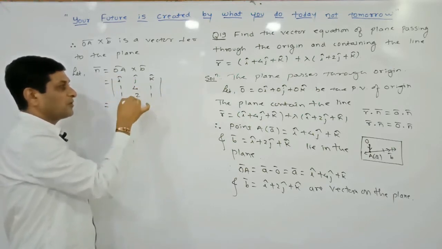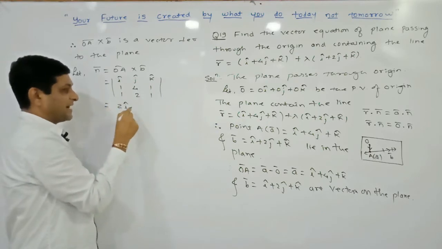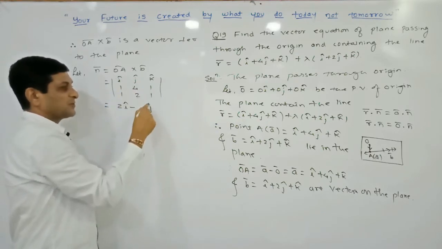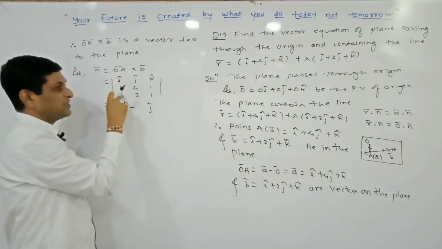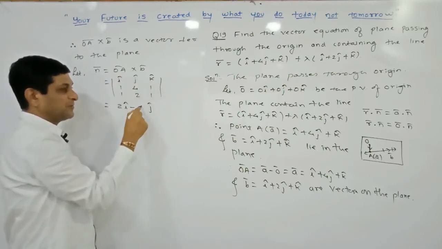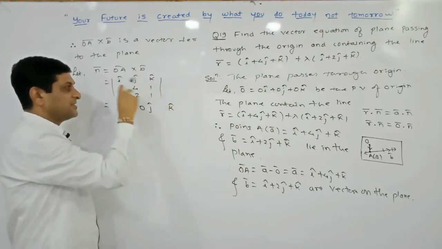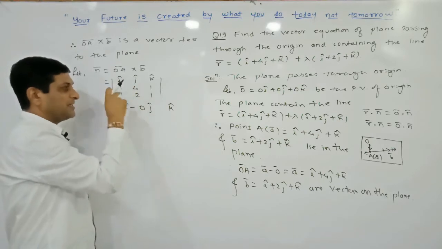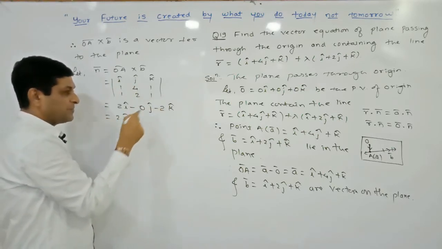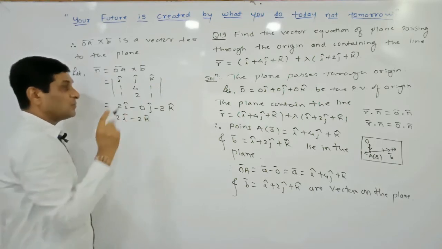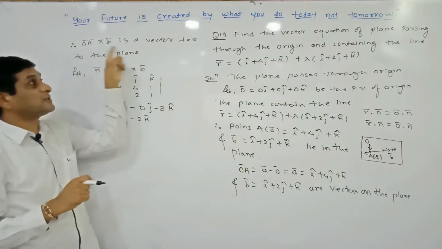Delete this column. 4 minus 2 will be equal to 2 i cap. Then here there is plus j cap, so take minus j cap. Delete the second column and find the determinant of these four elements. 1 minus 1 will be equal to 0. Lastly, let us find the coefficient of k cap. Delete this column. 2 minus 4 will be equal to minus 2, which can be written as 2i cap minus 2k cap.